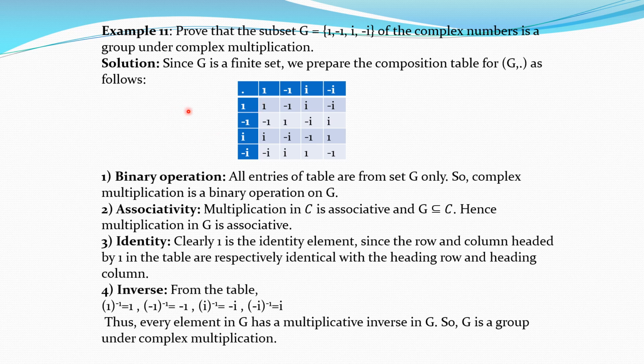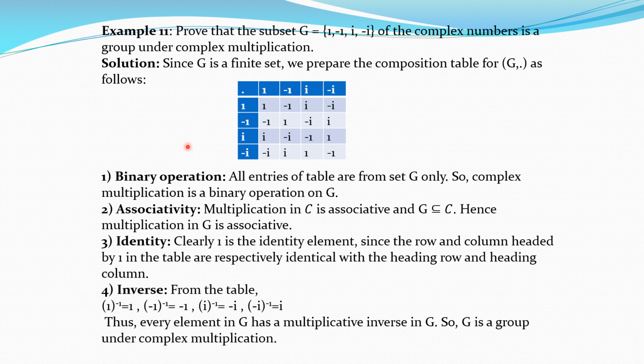So 1 into 1 is 1, 1 into -1, 1 into i, 1 into -i. Similarly, multiplying all elements by -1: -1 into 1, -1 into -1 is 1, -1 into i, -1 into -i is plus i. In this way, we get all possible products.